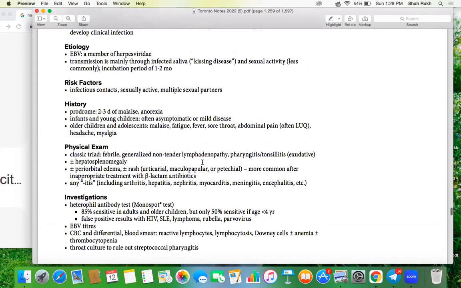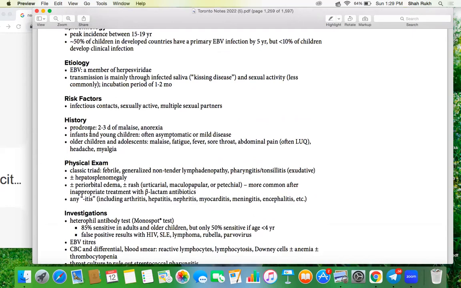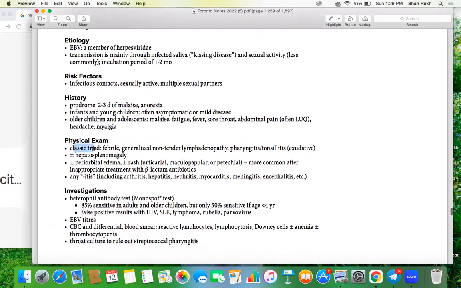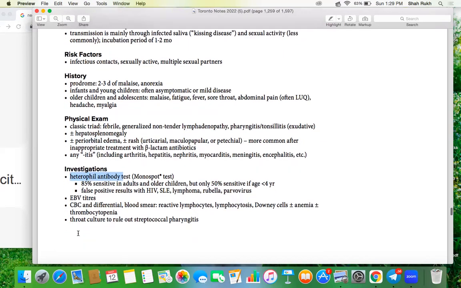Then you need to know which organism is causing it, then how it presents, like what history questions you are going to ask. Physical examination is the classic triad: hepatosplenomegaly, periorbital edema, rash, petechiae. So all of these can present. Along with it, all of the infection -itis, anything could happen: arthritis, hepatitis, nephritis, meningitis, encephalitis. The test you are going to do is the heterophil antibody test. Unlikely you go from CBC, differential blood smear.